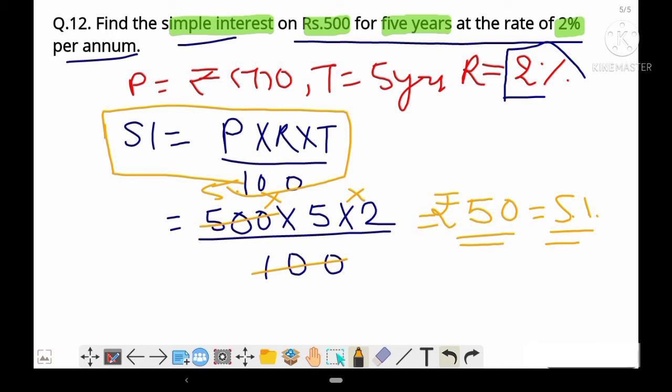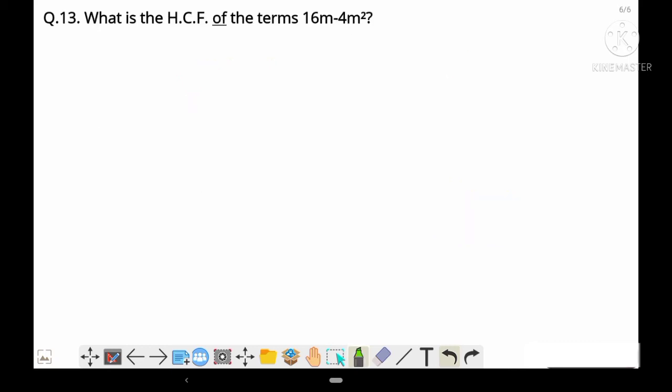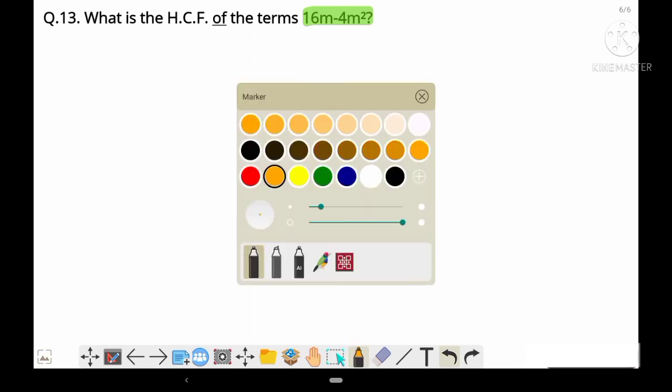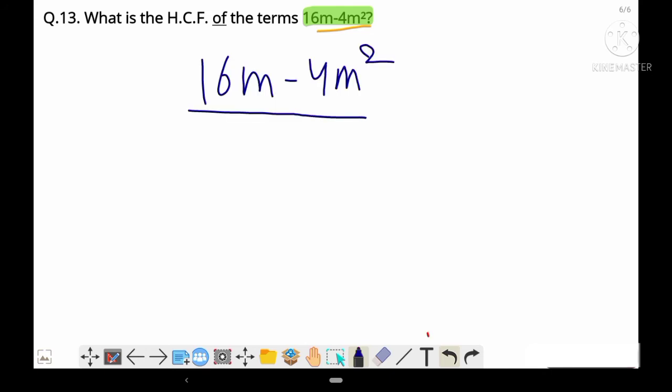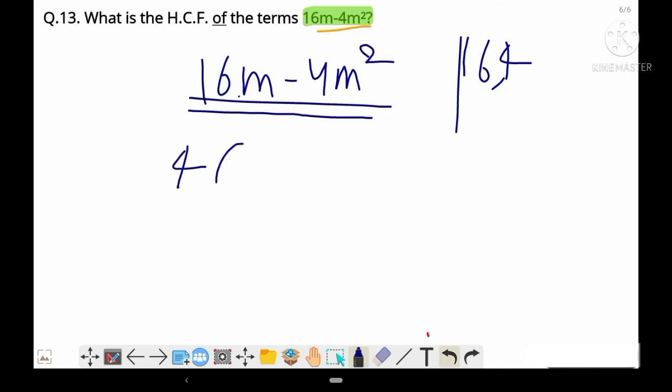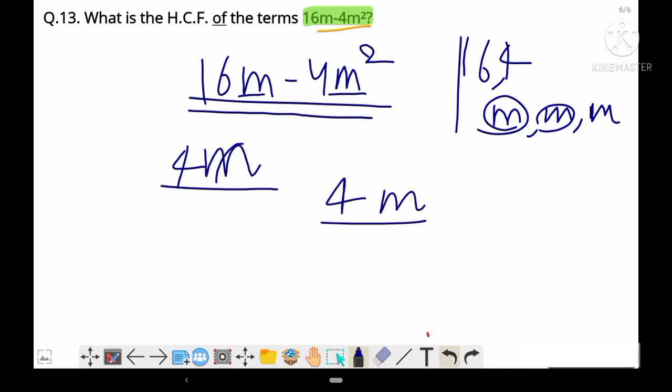In this you have been given an algebraic expression, and you need to find the H.C.F. Okay, so the question is, what is the H.C.F of the terms 16m minus 4m square? So हमारा यहाँ पर algebraic expression है 16m, 4m square. See what is common in 16 and 4. 4 is common, so we took 4. And in this, m and m square, 1m is common, so we took 1m. 4m is your common factor, which divides both terms, so this will be your HCF.